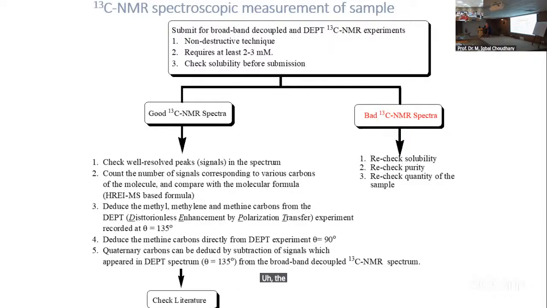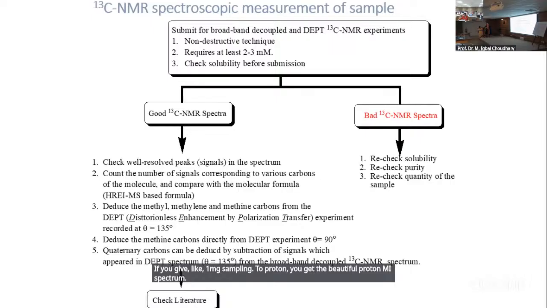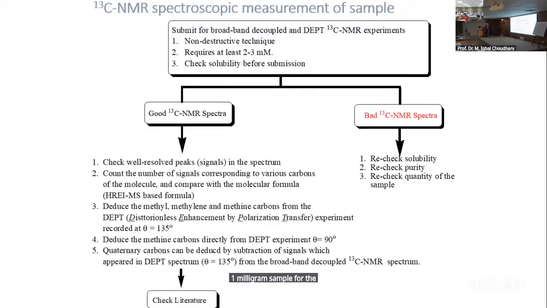With the same sample, if you give a small amount, you cannot get a good C13 spectrum. It is 6,000 times less sensitive. Always remember. If you give 1 milligram of sample for proton, you get a beautiful proton NMR spectrum. With 1 milligram for C13, you will get maybe a few peaks. That's it, a bad spectrum. So not only solubility, you need to check the quantity as well. These are the practical aspects that we need to consider.